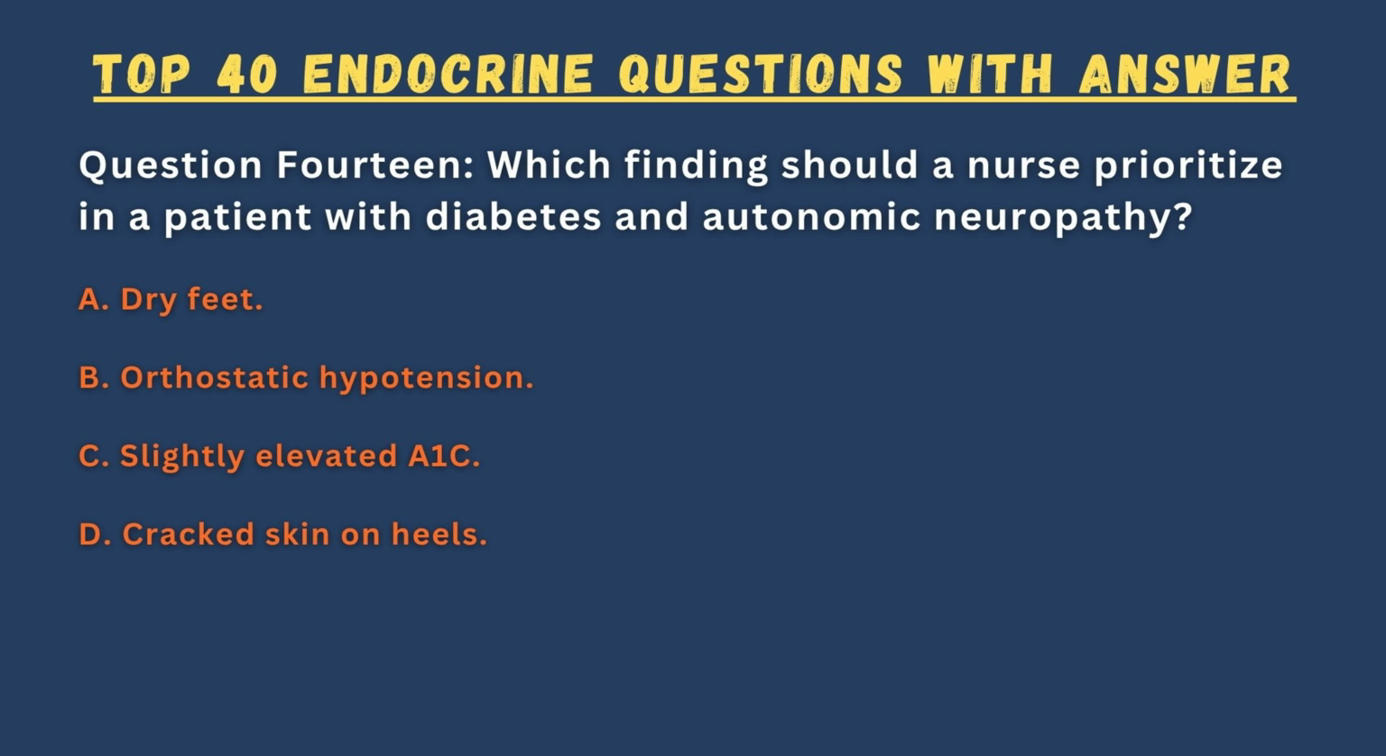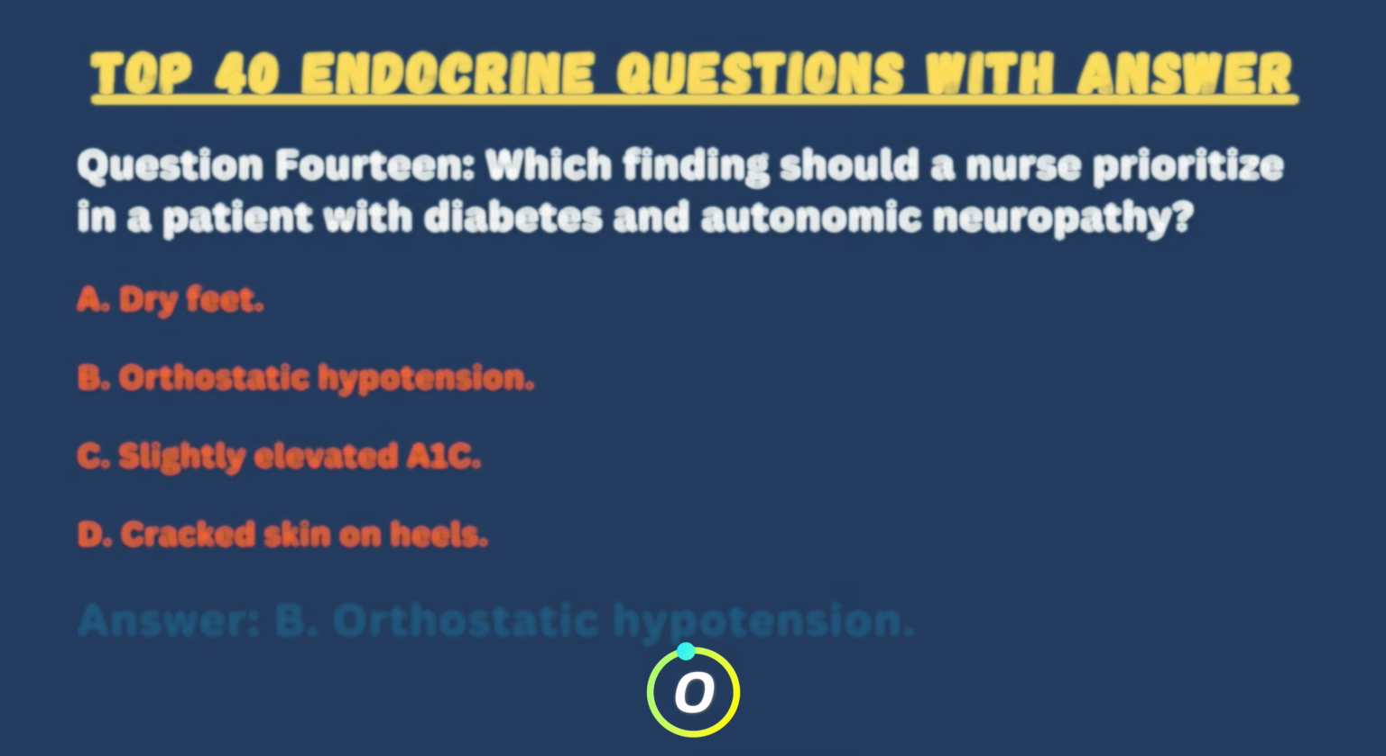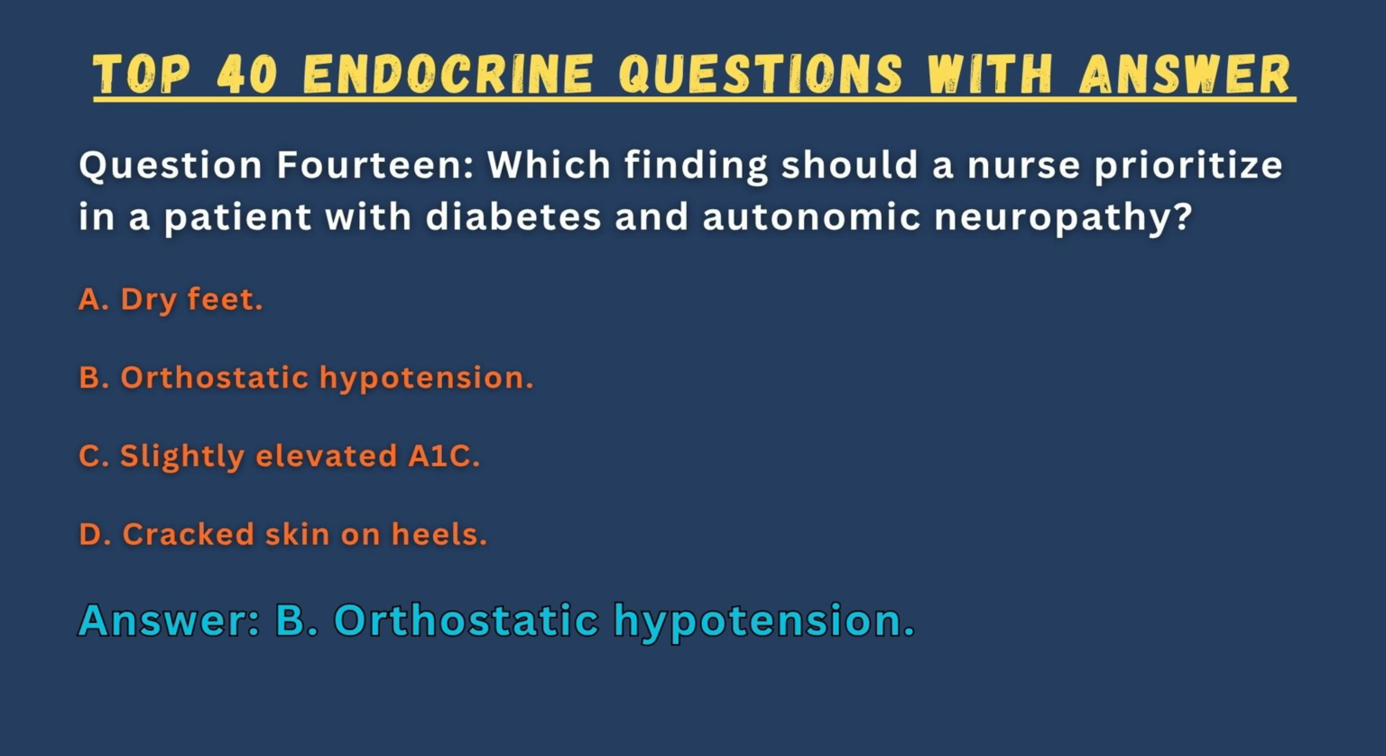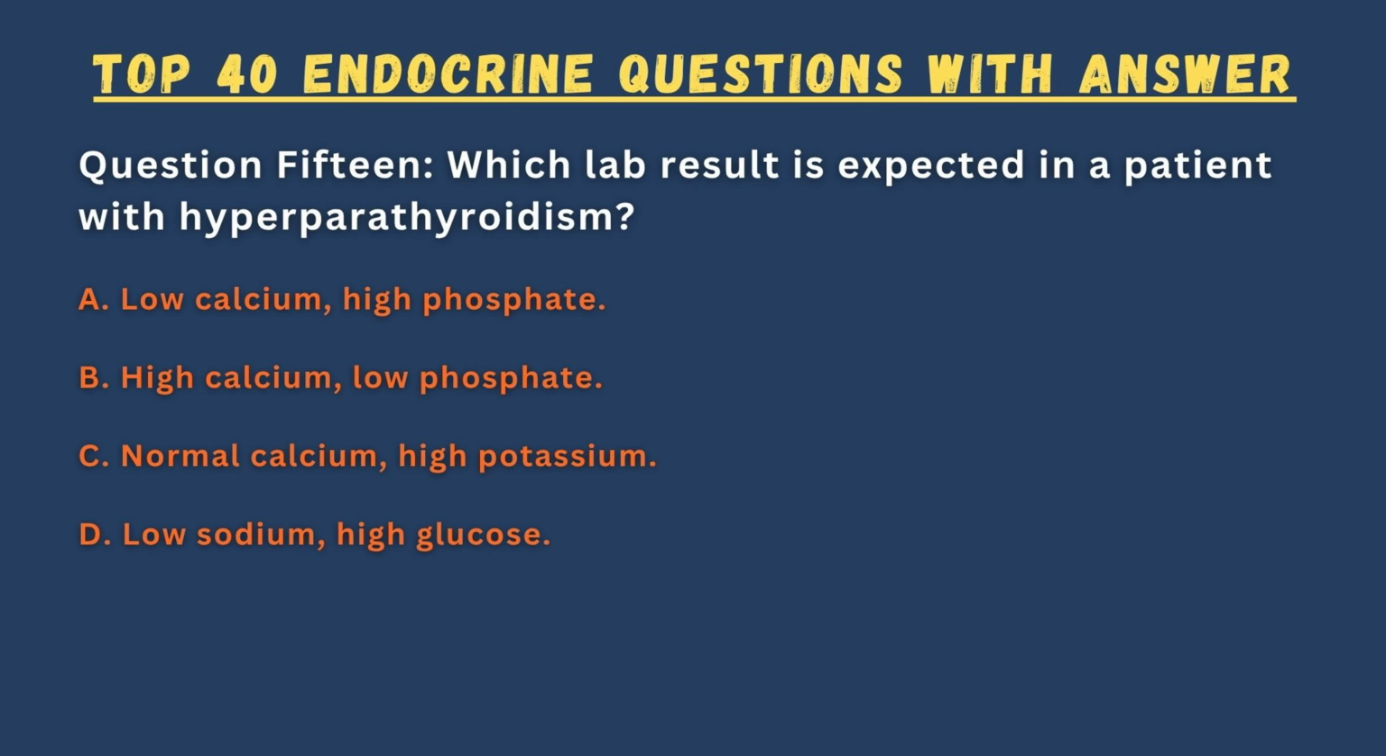Question 14. Which finding should a nurse prioritize in a patient with diabetes and autonomic neuropathy? A. Dry feet. B. Orthostatic hypotension. C. Slightly elevated A1C. D. Cracked skin on heels. Answer. B. Orthostatic hypotension.